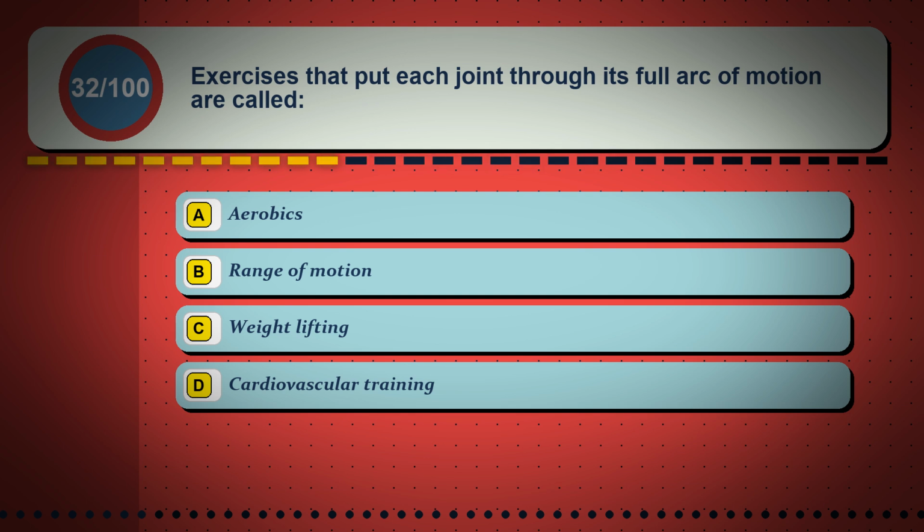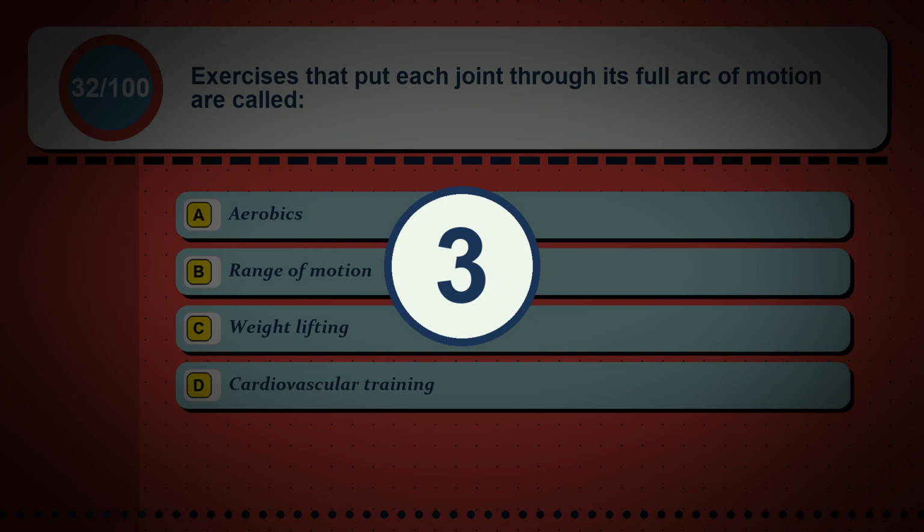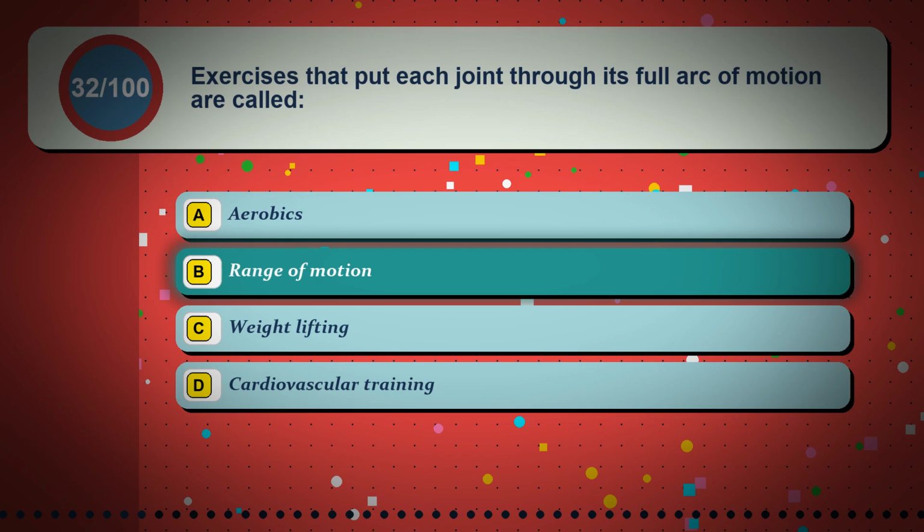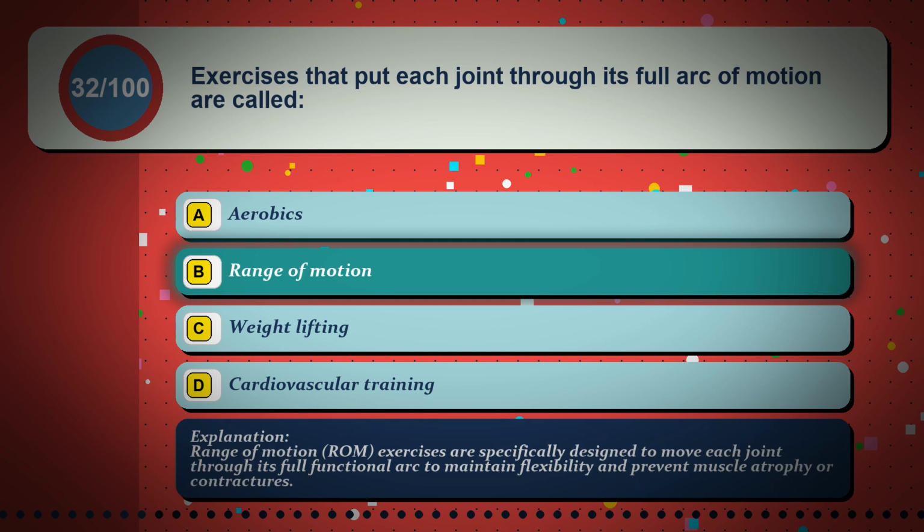Option B, range of motion. Option C, weight lifting. Option D, cardiovascular training. The correct answer is option B, range of motion. Range of motion, ROM, exercises are specifically designed to move each joint through its full functional arc to maintain flexibility and prevent muscle atrophy or contractures.